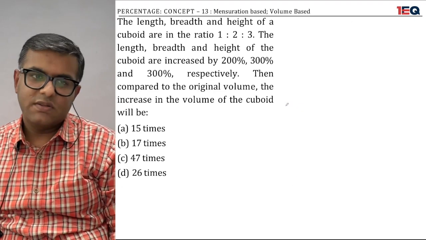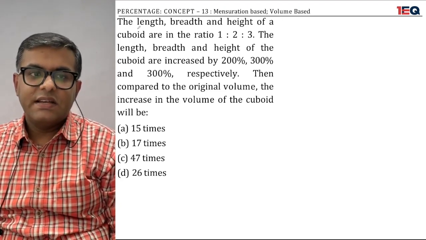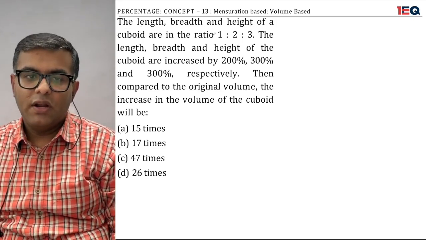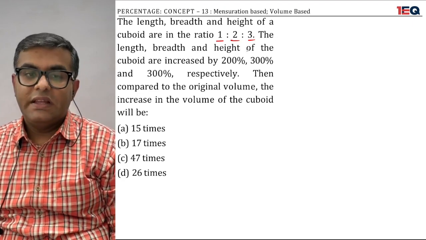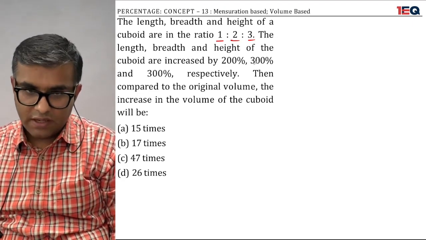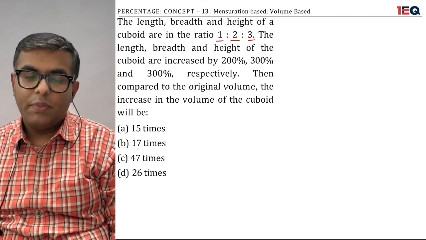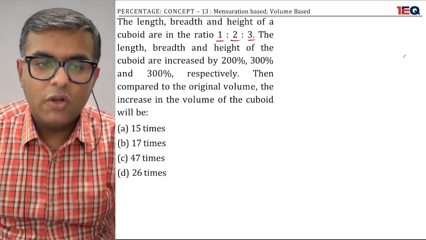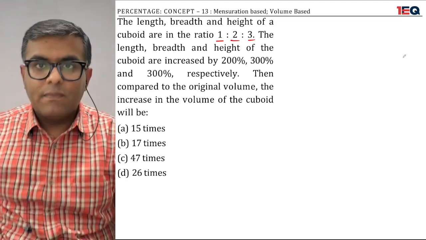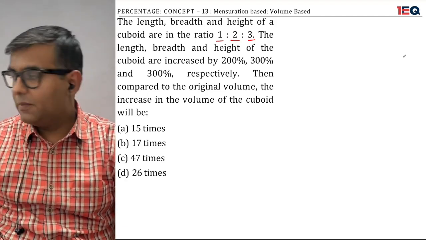Then coming down to this question. This question is pretty good. It says the length, breadth and height of a cuboid are in the ratio 1:2:3. The length, breadth and height of the cuboid are increased by 200%, 300% and 300% respectively. Then compared to the original volume, the increase in the volume of the cuboid will be? This is the question. Okay.